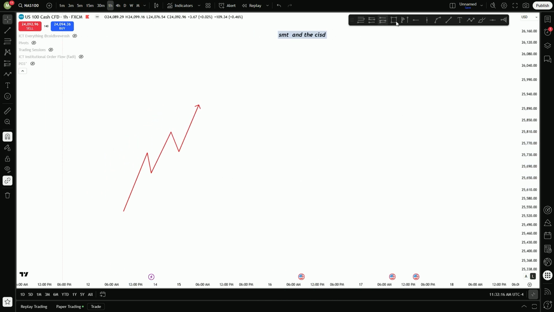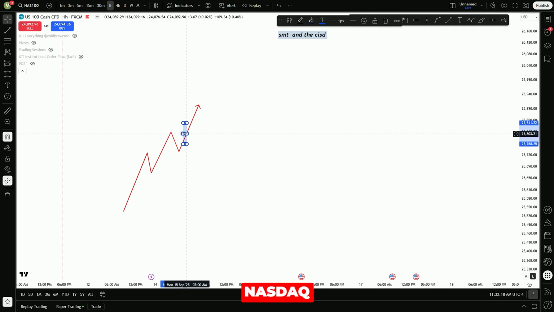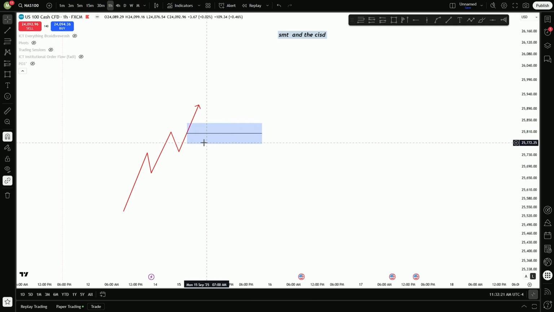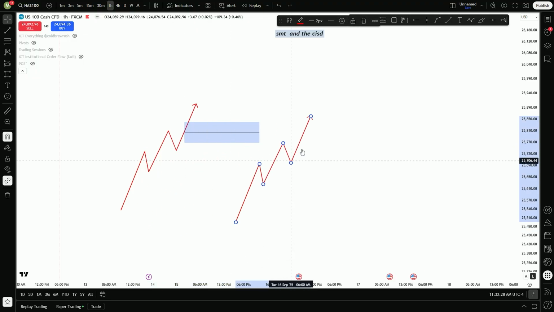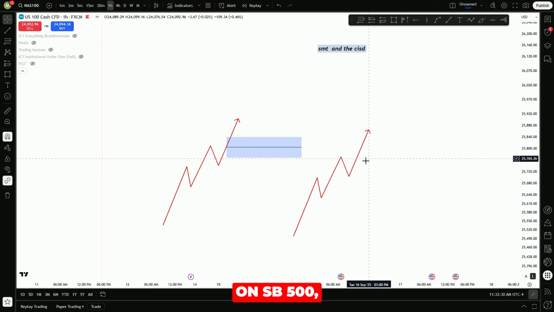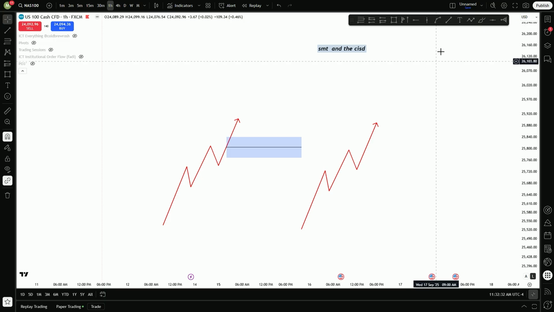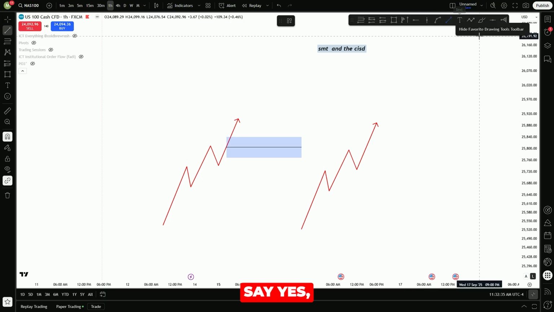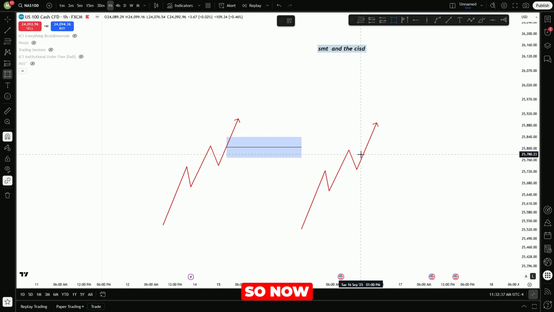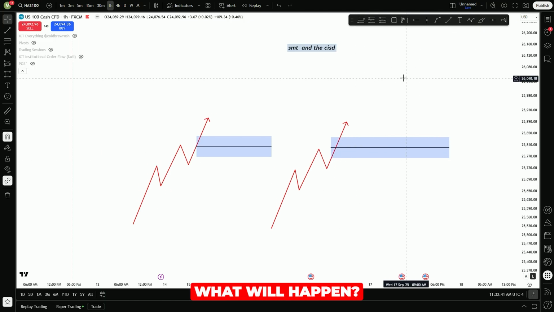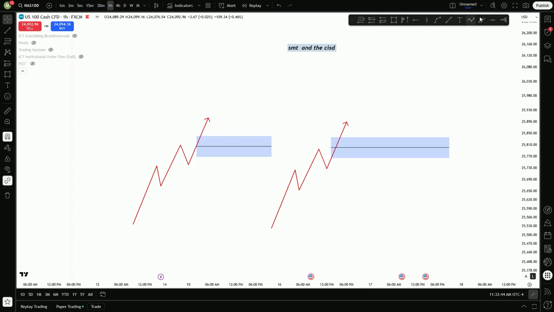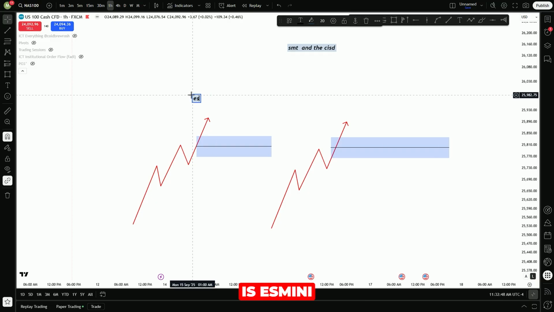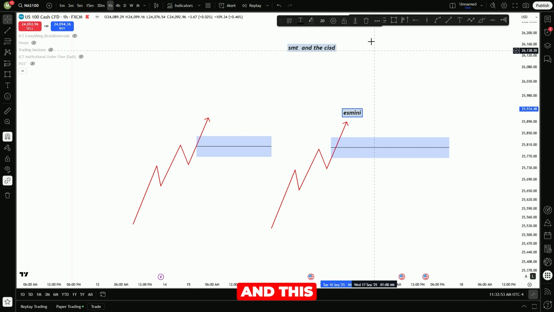Let me clear that. Let's say there's an FVG over here on Nasdaq, and the same thing is happening on SP 500, or you can say ES. All right, so now we got the FVG on both sides, but what will happen? Let me just mention the Nasdaq, and this is ES mini. All right, this is NQ mini.